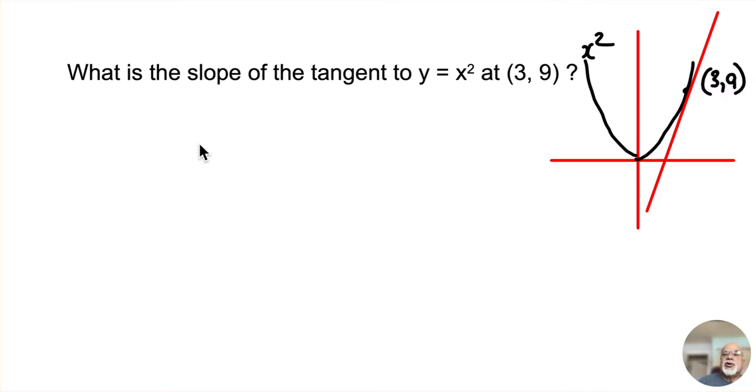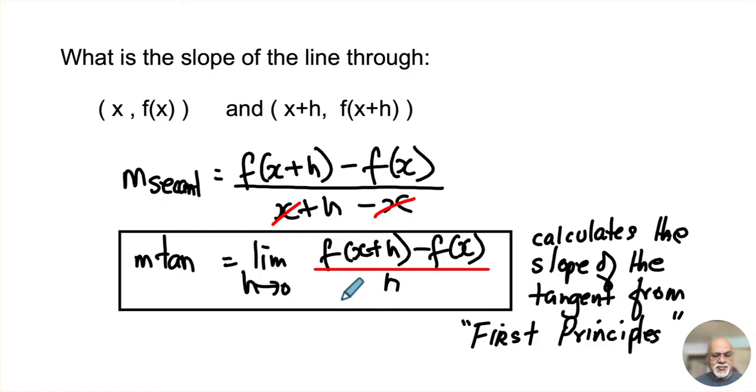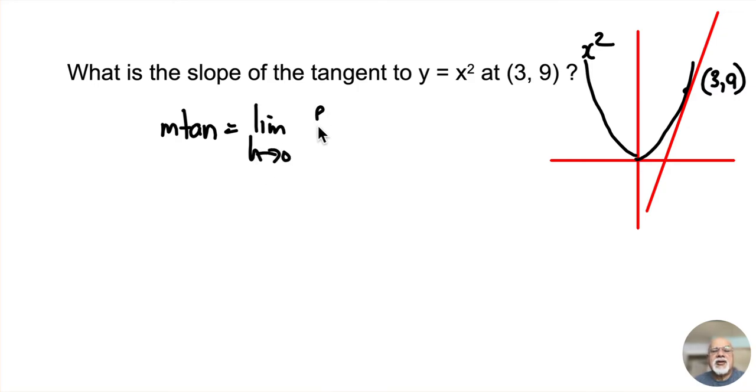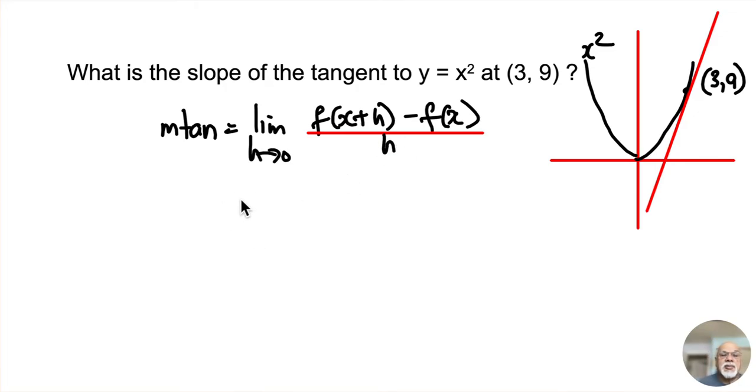Now, to figure out the slope of that tangent at that single point, you'll recall from the previous screen, I'll just write it out. The slope of the tangent is equal to the limit as h goes to 0 of f of x plus h minus f of x, all over h. It's a good idea to always write this out, and that way you'll learn it and essentially memorize this little formula.